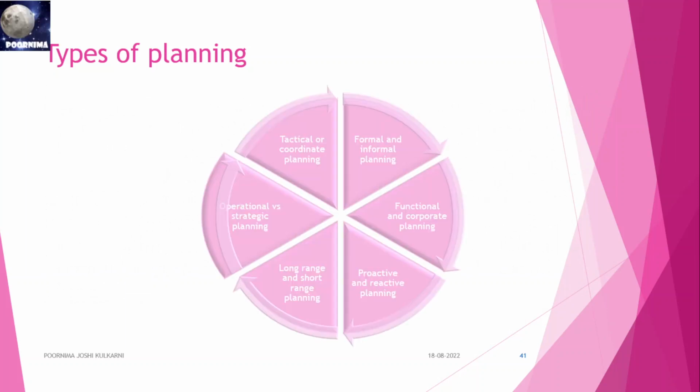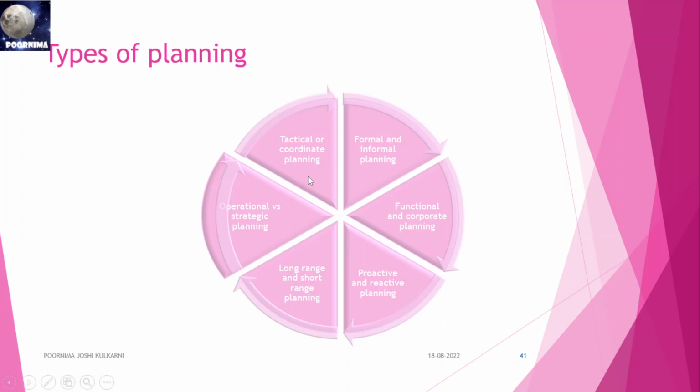Okay, here is the revision. What we have discussed is, first, long range and short range planning, and a comparison of these two. Then operational and strategic planning. Operational means short range, strategic means long range. We have to explain in your own words.